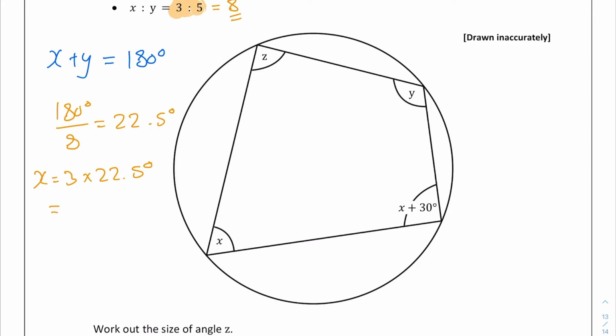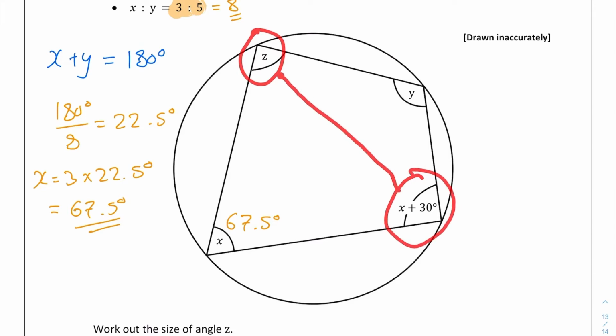Working that out gives us an answer of 67.5 degrees. So we now know that this angle right here, x, is equal to 67.5 degrees. We could work out y by multiplying 22.5 by 5, but we don't need it to work out the value of z. That's because to work out the value of z, we're going to use this angle right here, because they're opposite, using the exact same circle theorem we used before.